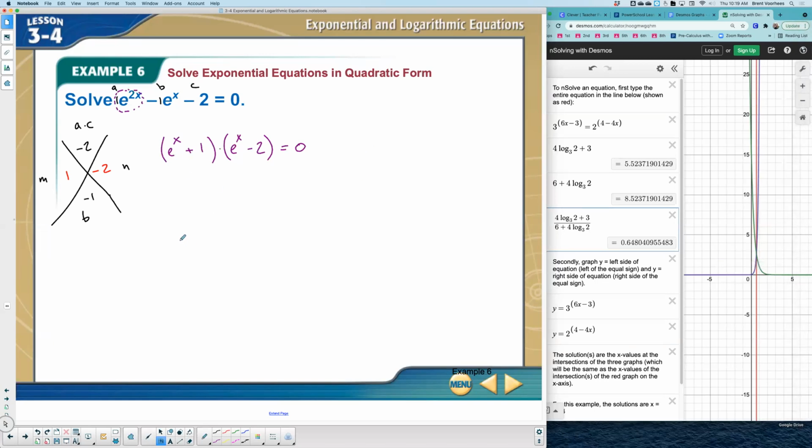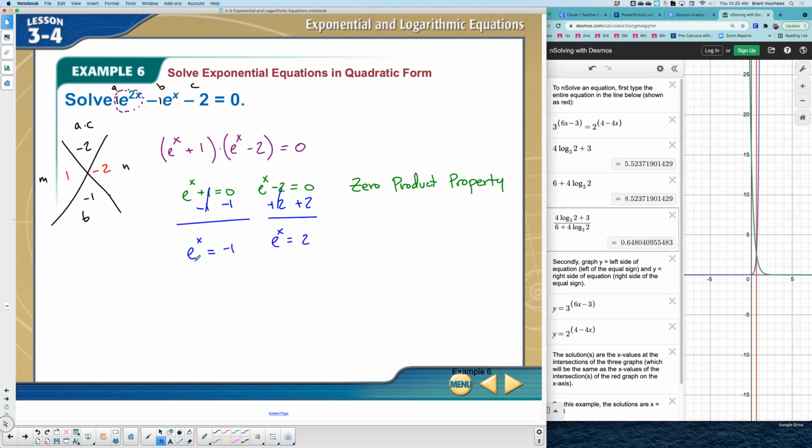Since these are multiplying with the product of 0, this is the zero product property. We could say e to the x plus 1 equals 0, and e to the x minus 2 equals 0. That's the zero product property, meaning if you're going to multiply and get a product of 0, one of your two factors must be equal to 0. So we solve each one individually. I subtract 1. On the other answer, I'll add 2. So e to the x equals -1, or here, e to the x equals 2.